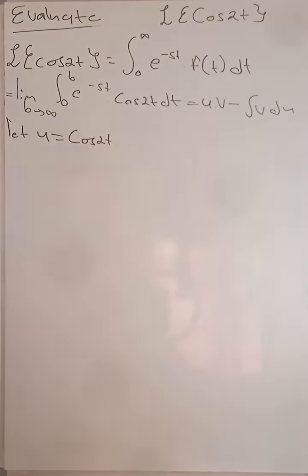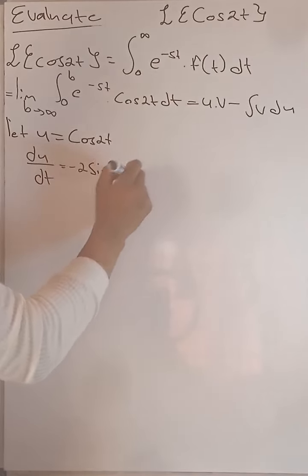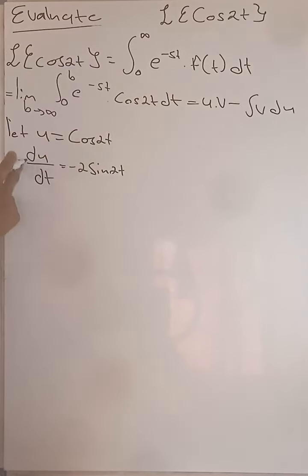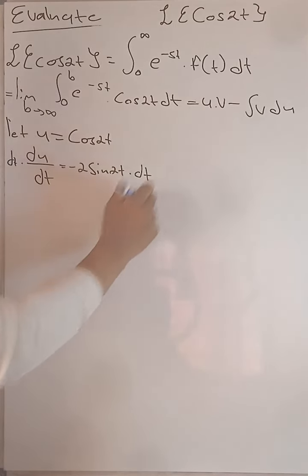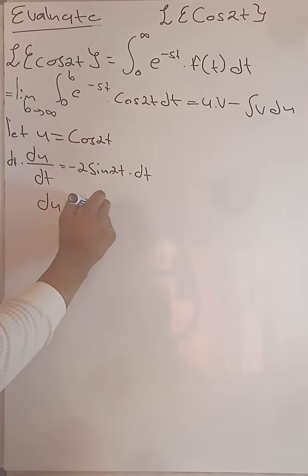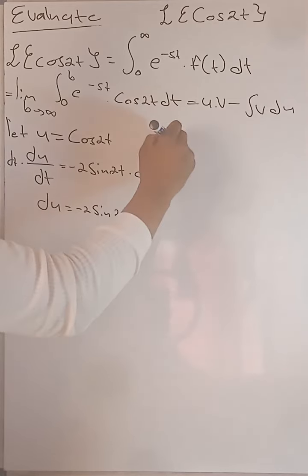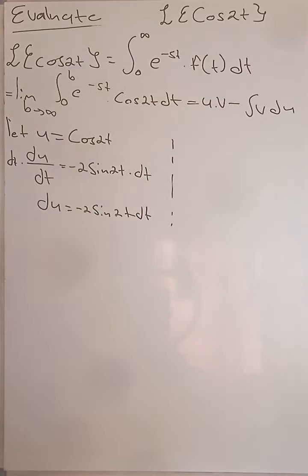So now I can differentiate both sides, du with respect to dt. If I differentiate this, I'm going to get minus 2 sine 2t. If I want to make du the subject of the formula, I have to multiply by dt this side and by dt this side. So my du will be minus 2 sine 2t dt. So I have du and u.